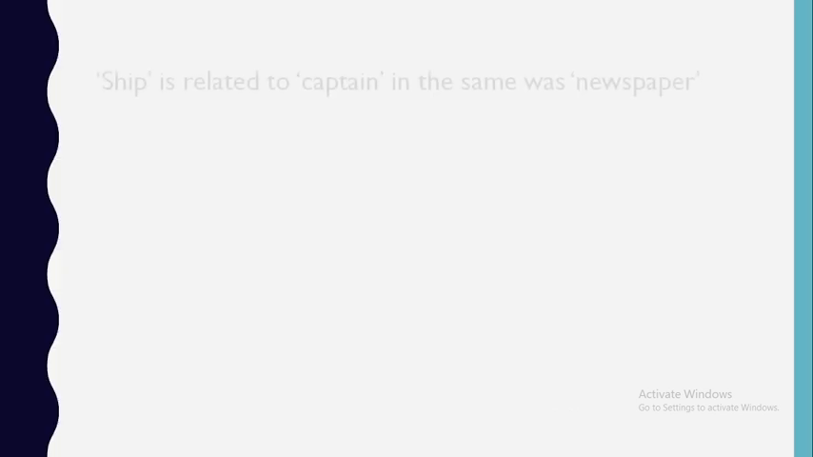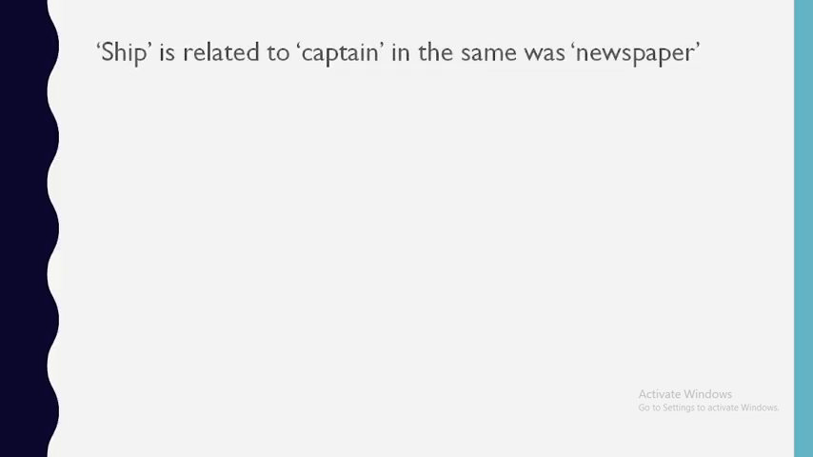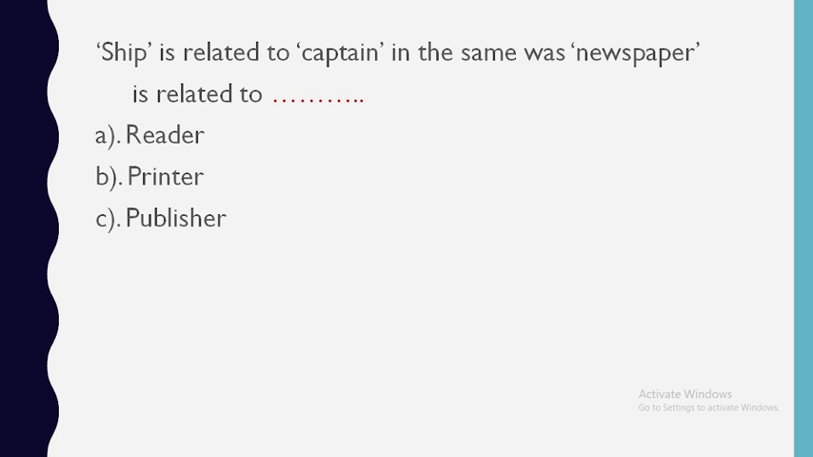Now look at one example on verbal analogy. Ship is related to captain in the same way as newspaper is related to what? What will be the right option? First option, reader; printer; publisher; editor. Take 5 seconds to choose the right option, and then we can discuss why it is right and why the remaining options are wrong.